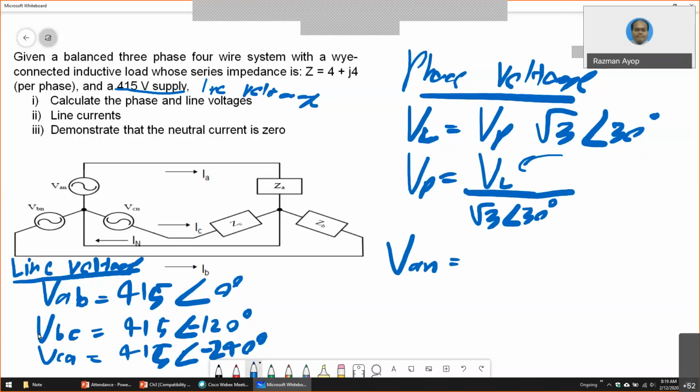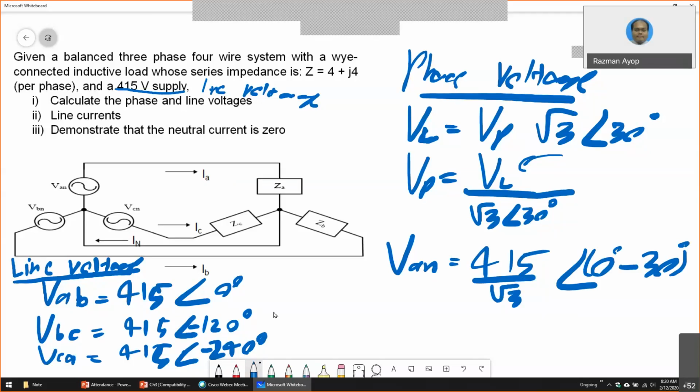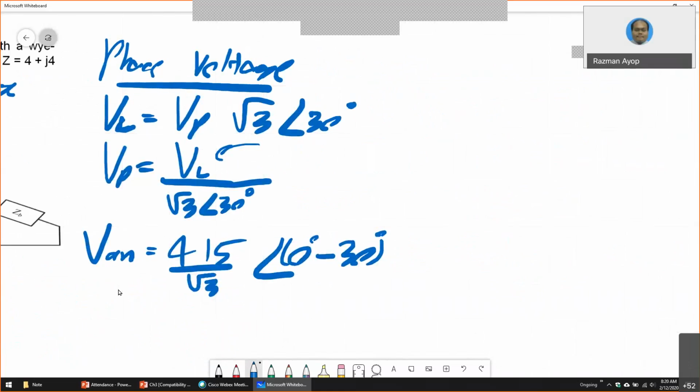The phase voltage VAN is equal to 415 divided by square root 3. The angle is 0 minus 30 degree. So 415 divided by square root 3 is 239.6. The angle is negative 30 degree.